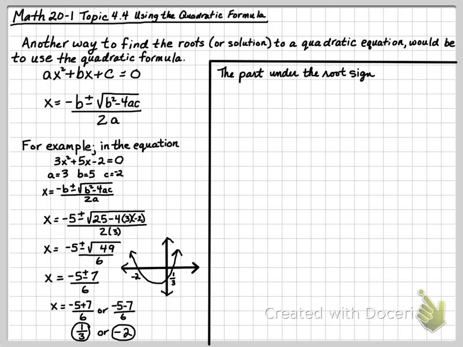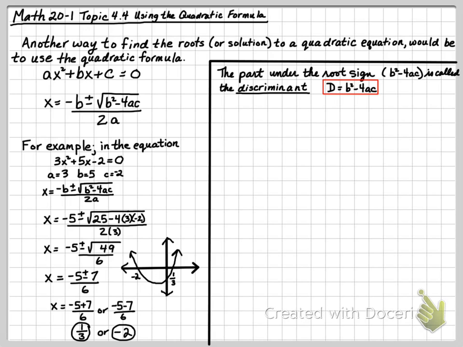Now, the part underneath the root sign, the b squared minus 4ac, has a special name. It's called the discriminant. D is equal to b squared minus 4ac. That equation you're going to be given on your test. That tells you the discriminant.